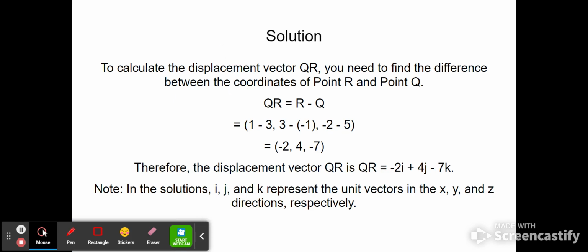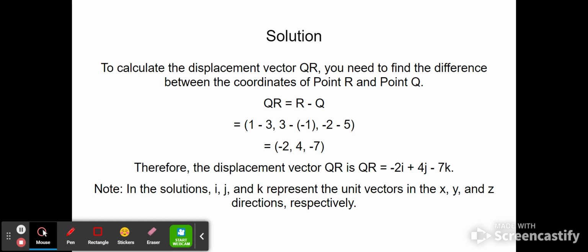to calculate the displacement vector QR, we follow the same process as in part one, and I found the difference between the coordinates of point R and point Q. So QR is equal to R minus Q, and by subtracting the corresponding coordinates, I determined the x component, y component, and z component of the displacement vector.